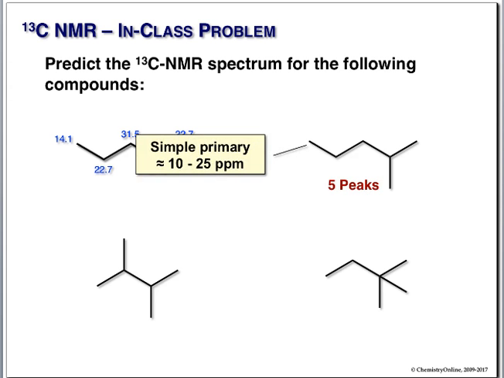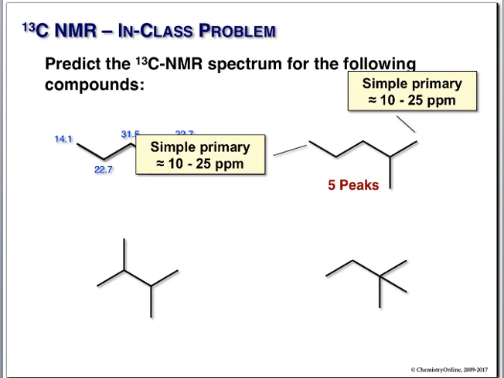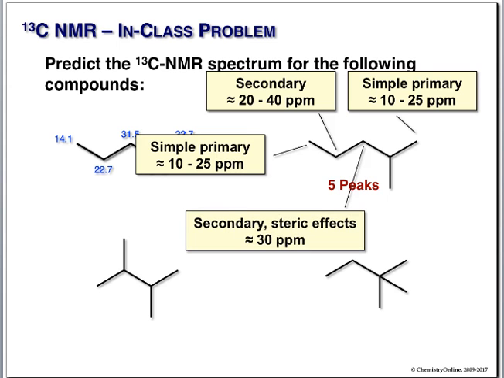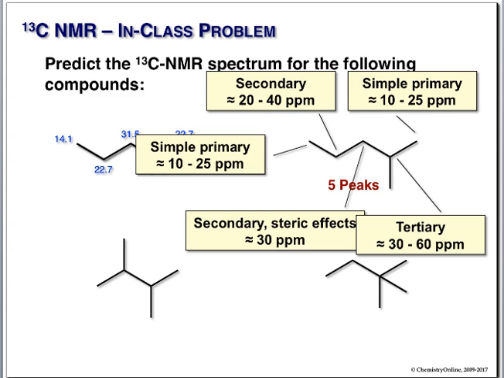Our simple primary down here, between 10 and 25. Same thing over here. Remember, these two are the same. We have a secondary, another secondary, and we have a tertiary. Our first secondary, probably 20 to 40. Our next one, crowded up a bit, so it's going to be a bit higher. And our tertiary should be a little bit higher than that. So that's what we expect. Any questions?